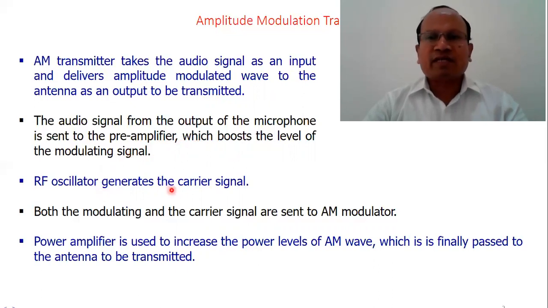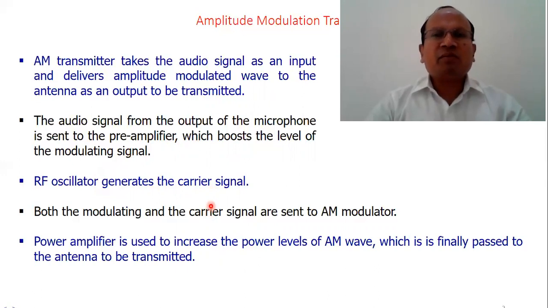Then it goes to the RF oscillator, where the RF oscillator generates a high frequency carrier signal which is mixed with the modulating signal, and both the carrier and modulating signal are then sent to the modulator, because the amplitude modulator is the most important block in the AM transmitter. The amplitude modulator will modulate the signal and generate the AM signal, the amplitude modulated wave.